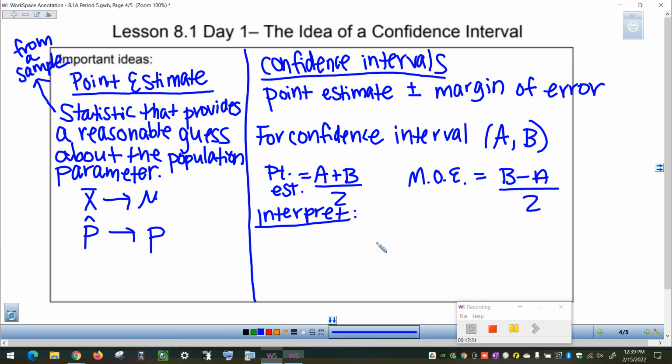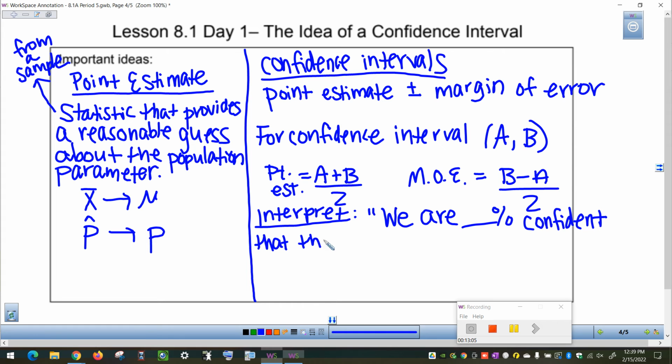All right, and then we have a little sentence frame here that we got a preview of on the first slide for how we want to interpret a confidence interval. This is a sentence that we're going to be using a lot throughout Chapter 8. So as we saw before, it's going to start like this: We are blank percent confident that the interval from A to B, and we would just fill in those values with whatever our endpoints are.